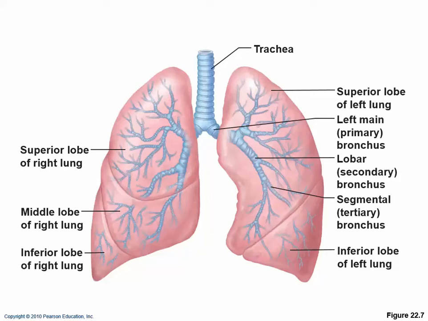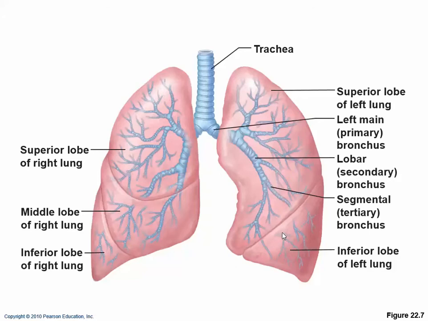Okay, for the lungs, the bronchial tree comes down into the various sections. You'll notice in the lungs that the right lung has three lobes: a superior lobe, a middle lobe, and an inferior lobe. The left lung only has two lobes, superior and inferior, and there's a notch for the heart to fit in, called the cardiac notch.